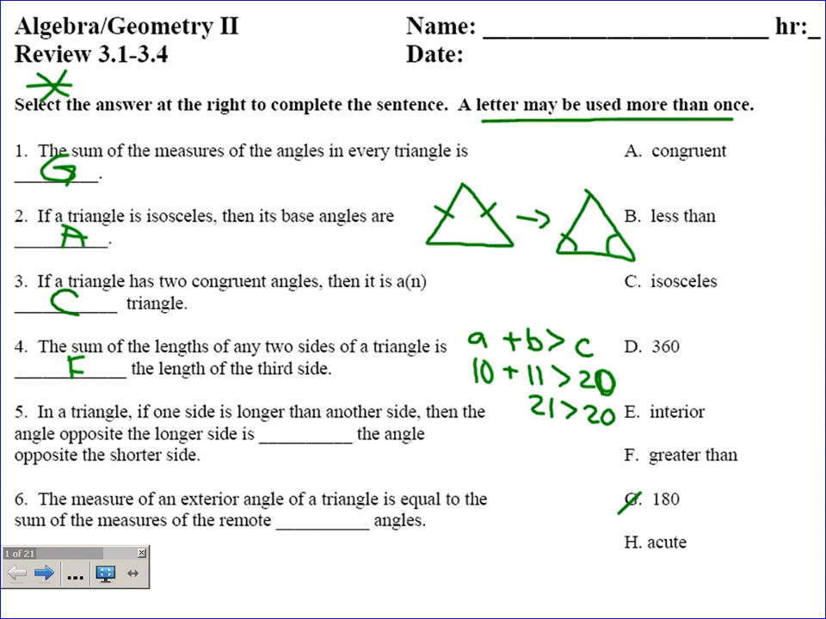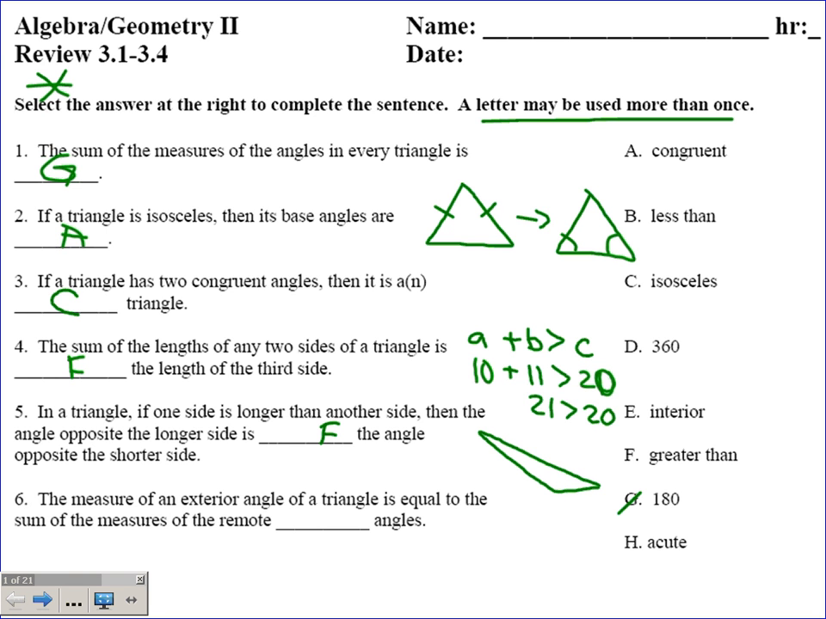Thanks. Number 5, let's go with Connie. In a triangle, if one side is longer than the other side, then the angle opposite the longer side is less than the opposite. Actually, it's greater than. Okay. So the idea here is that if you have a triangle, the longest side is going to be across from the biggest angle. Okay? It's always across from the biggest angle, so anything else is going to be smaller than that.